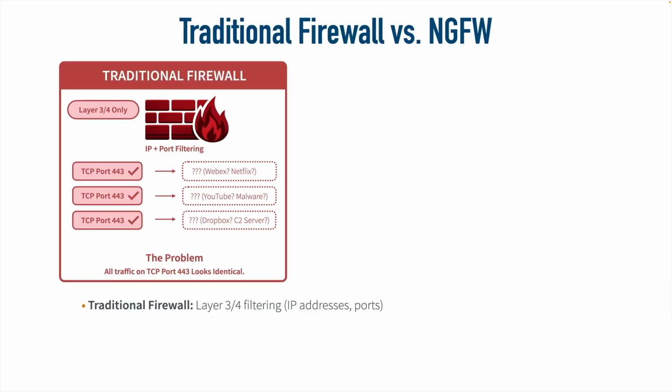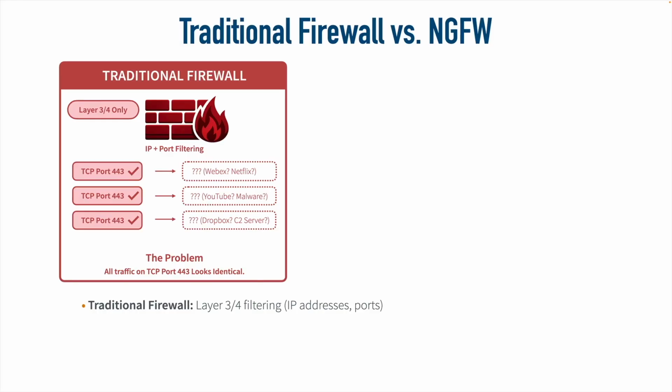Even though the firewall is permitting or denying specific secure web traffic, we don't really know what's in that web traffic. We're just allowing or not allowing TCP port 443. And if we're allowing that, who knows what's coming back in from the internet? Is it WebEx or Netflix or YouTube? Is it malware? Is it Dropbox? Is it a command and control server? So the big limitation of the traditional firewall was that it only looked at layer 3 and layer 4 information.